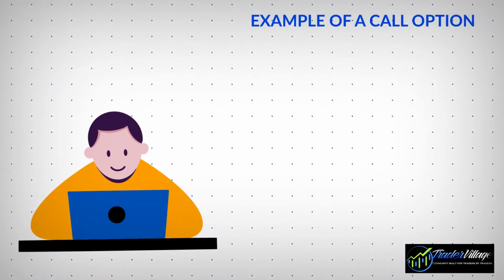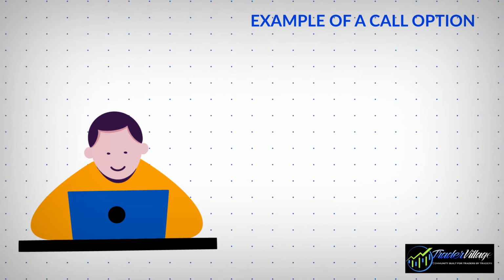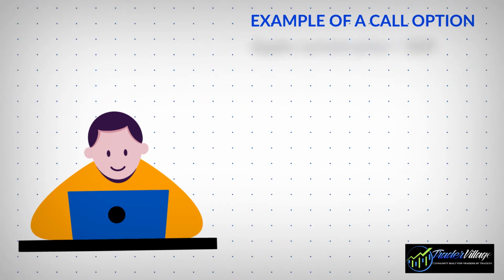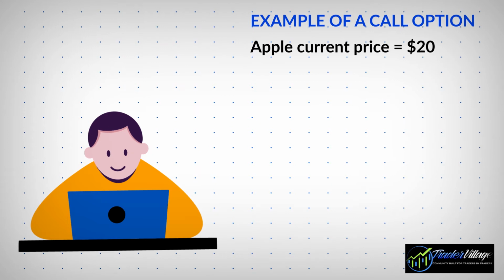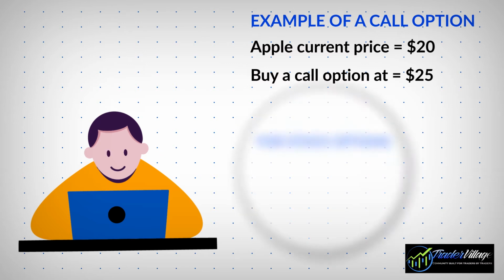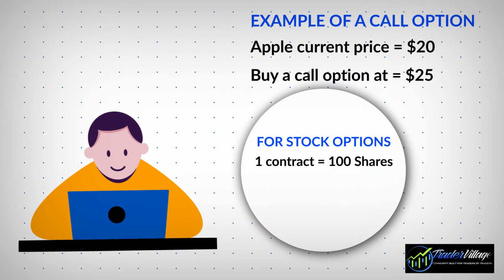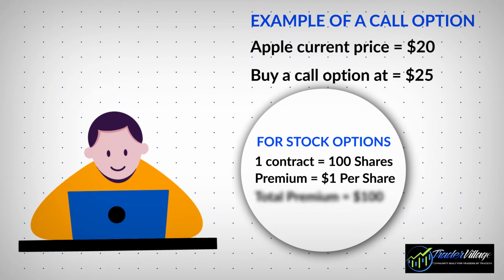Example of a call option. Let's say that you thought the share price of Apple Company was going to increase from its current market price of $20. So you decide to buy a call option with a strike price of $25. For stock options, each contract is worth the equivalent of 100 shares, but the price is usually quoted for just 1 share. When dealing with options, there is always a premium to be paid. If the premium of this option is $1 per share, your total premium would be $100.